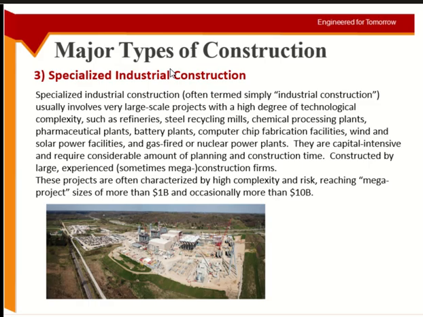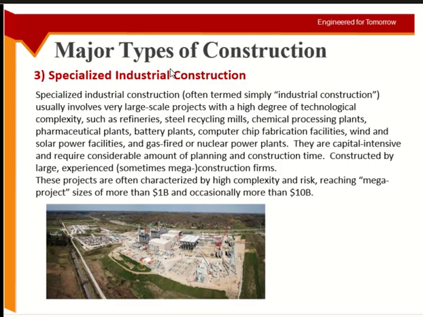Then we have specialized industrial construction, which is purely industry. Everything fine? Enjoying yourself? Okay. So specialized industrial construction means the same thing. Obviously, these are large scale projects. You cannot have an industry of 1 room and 2 rooms, right? We can have. Come to Pakistan, I will show you.